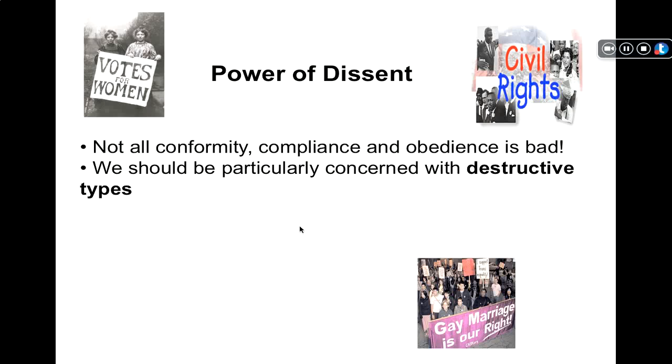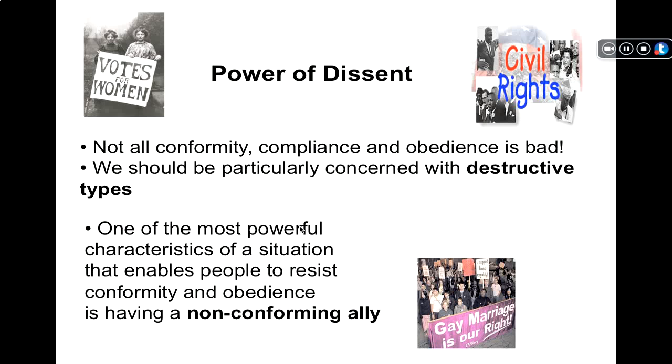We should be particularly concerned with destructive types, though. These are the types of social acceptance of social influence that have led to events such as the Holocaust in Nazi Germany and other events in history. So we should be particularly concerned with the conditions that support that kind of destructive conformity, compliance, and obedience. So one of the most powerful characteristics of a situation that enables people to resist conformity and obedience and compliance actually is having a non-conforming ally.